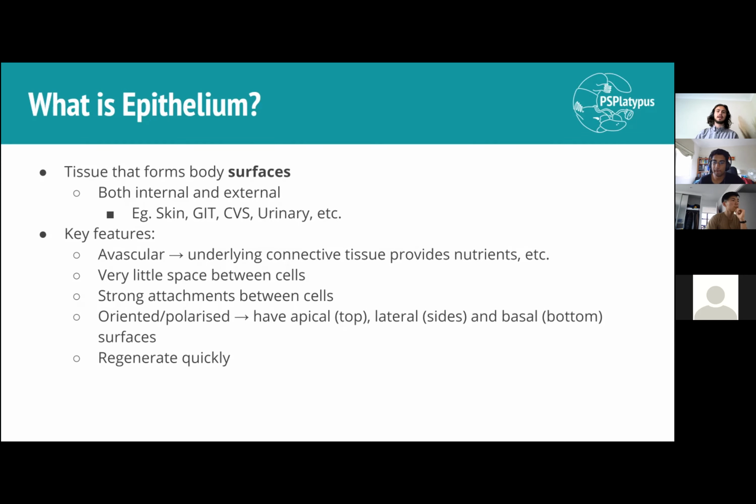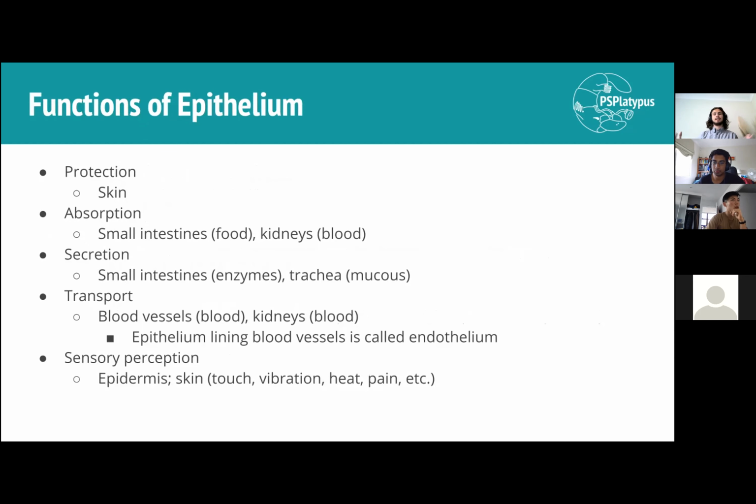And they regenerate quickly because they're covering surfaces, and one of their main functions is protection. So you can imagine through protection, they have to protect things that might be rubbed up against. So for instance, you graze your hand or something, right? You're going to need to regenerate your skin quickly to protect your more internal structures. Other functions of epithelium include absorption. So in the small intestines, epithelium will absorb food, but in the kidneys, epithelial cells will absorb blood.